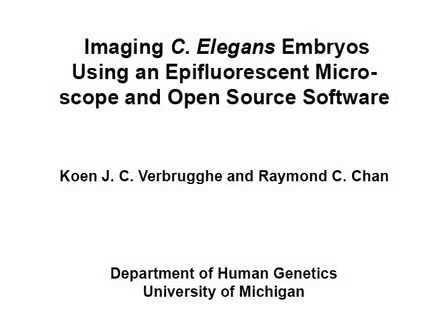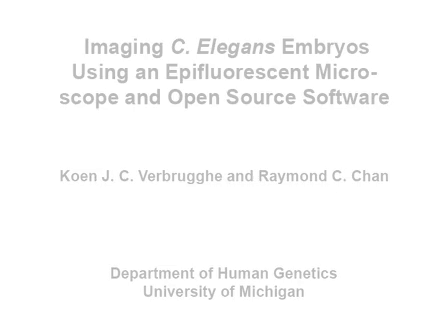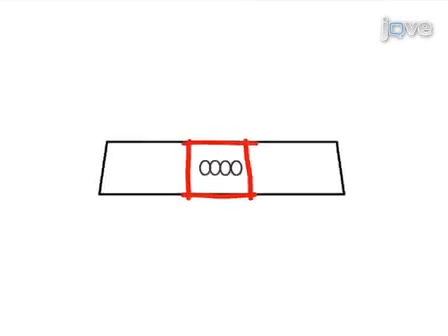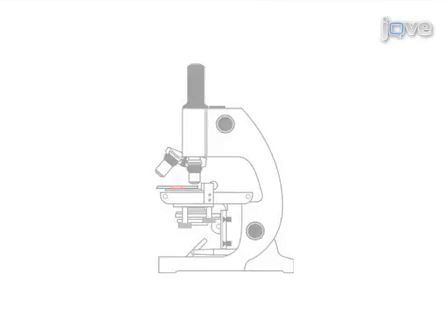This protocol demonstrates how to image dynamic events in early C. elegans embryos with Nomarski DIC optics or fluorescence by making use of widely available microscopes and open source software. The protocol begins with describing how to dissect C. elegans embryos and mount them for imaging.